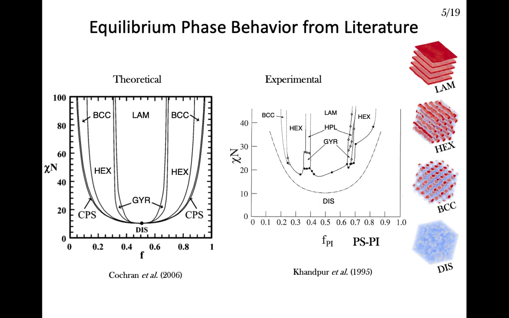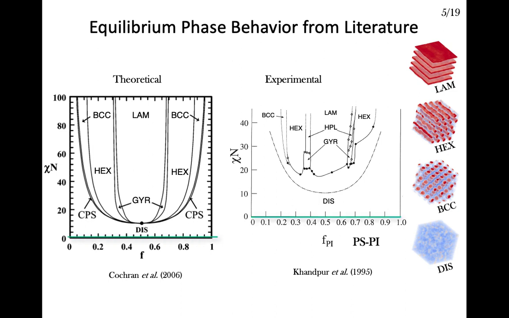This is the phase diagram for diblock copolymers. On the left, calculated with self-consistent field theory, and on the right, seen in experiments. The vertical axis is the Flory-Huggins interaction parameter chi-n. It's a measure of the strength of the repulsion between A and B blocks. You can think of it like inverse temperature, so high chi-n is low temperature and low chi-n is high temperature.